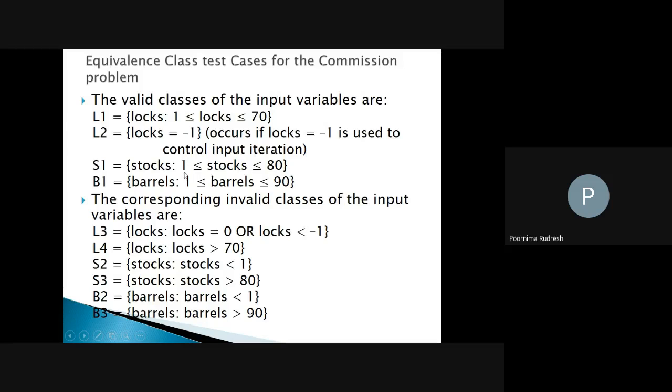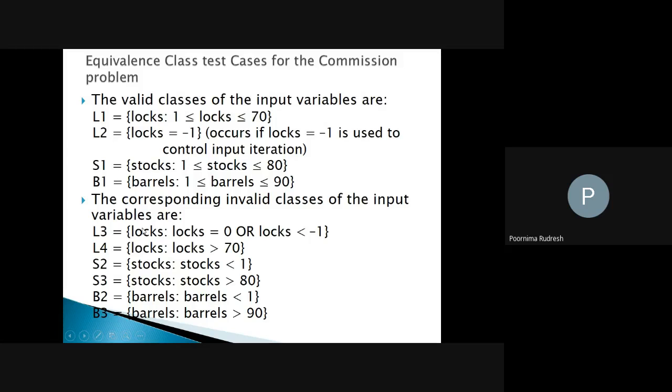And similarly for the stocks, it is from 1 to 80. If more than 80, then it is an error message. Similarly for the barrels, it is from 1 to 90. So the range is given. So only 90 barrels are available, then the salesperson can sell only 90 barrels, not more than that. So these are the valid cases for the logs, stocks, and the barrels.